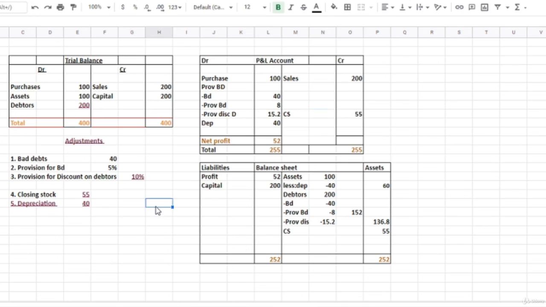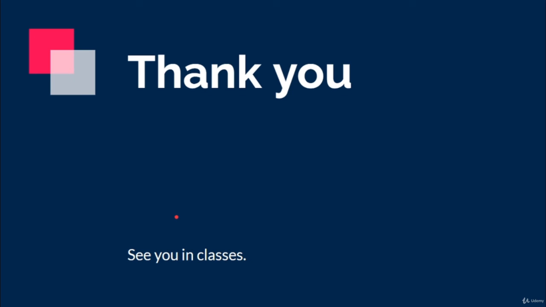So that is the reason, no matter what the adjustments are given and no matter what the amounts are given in the adjustments, if you have correctly applied the double entry principle, then the final accounts will always be valid. Thank you. In the next classes, we are also going to see some more adjustments and their effect in the final accounts. Thank you.